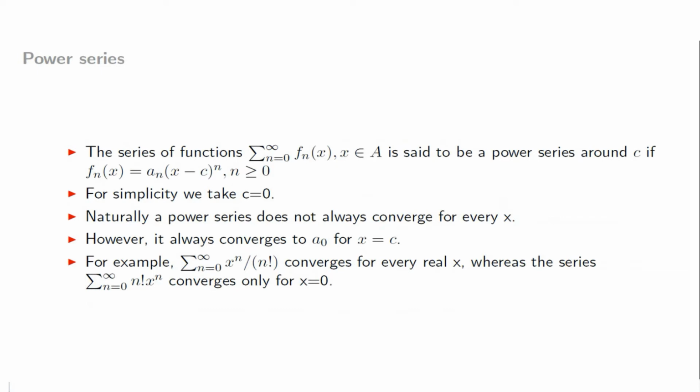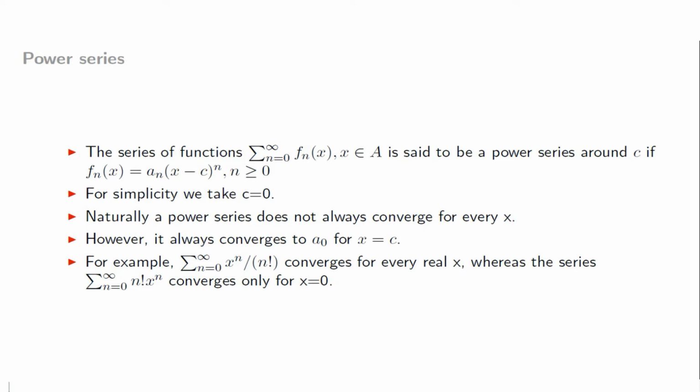So, what is a power series? Actually, a power series is a series of functions where the nth term is f_n(x), which equals a_n multiplied by (x minus c) to the power n, for every n greater than or equal to 0. So, using this nth term, we get a power series around c. However, for simplicity, we take c equal to 0.